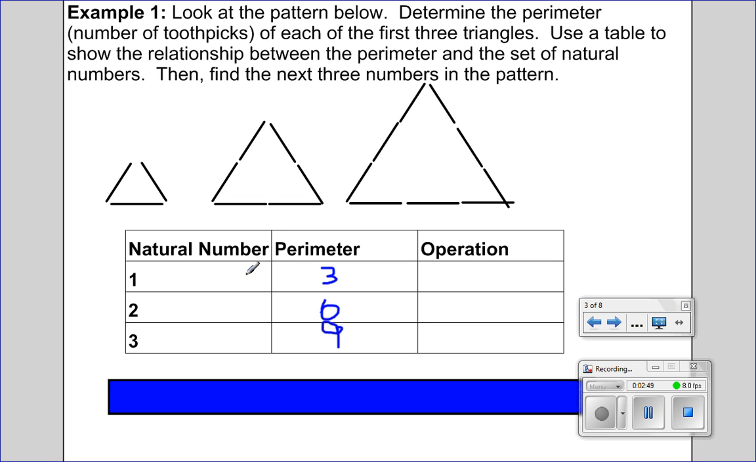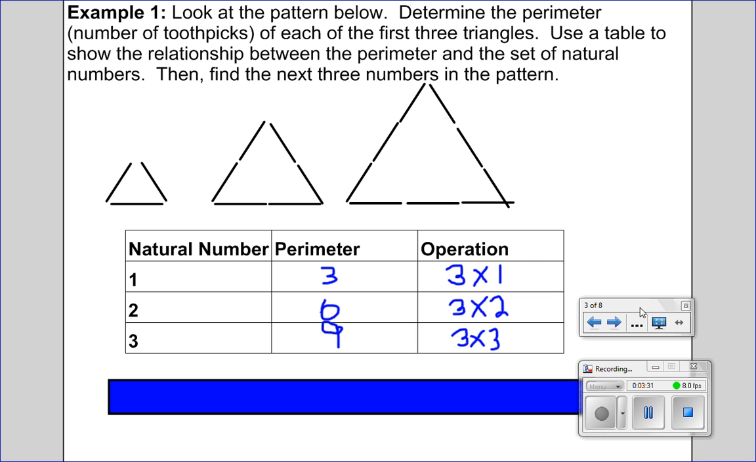So what did I do in each case? Well, you should notice that there's a multiplying pattern going on. We've got 3 times 1. We've got 3 times 2 to give us 6. And then we've got 3 times 3 to give us 9.